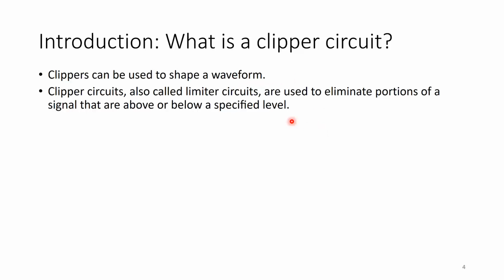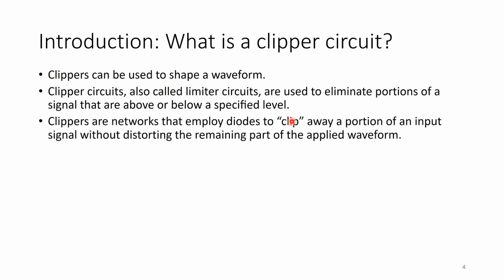You can imagine in your mind that the sinusoidal wave will now become clipped. It will become flat in certain areas. Clippers are networks that employ diodes to clip away a portion of an input signal without distorting the remaining part of the applied waveform. So it uses diodes, which is why it's under diode applications, and it will clip certain parts but maintain other parts of the waveform.